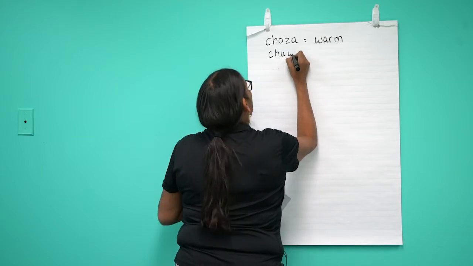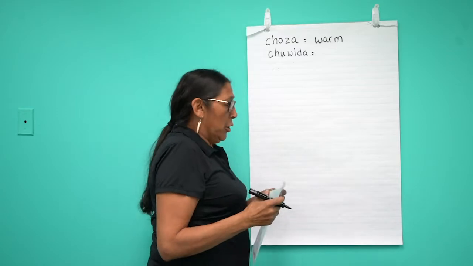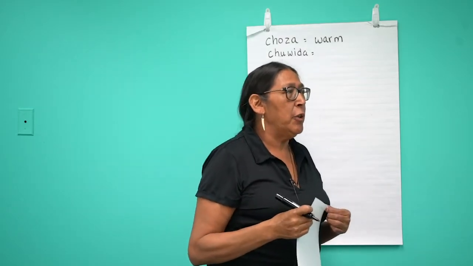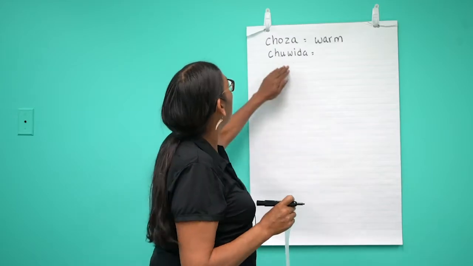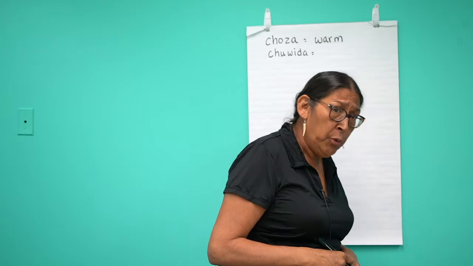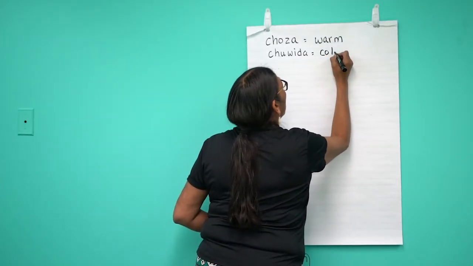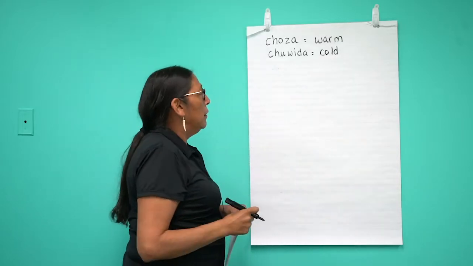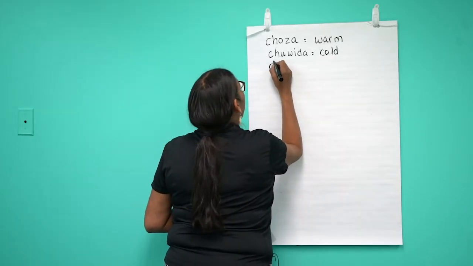Now when it's the middle of winter here and you're sitting on the couch and it's 40 below outside and you're freezing and you are chuida. Chuida ha. And you'll grab a blanket. Net chuida ha. Are you cold? Chuida. That means cold. Chuida. Cold.